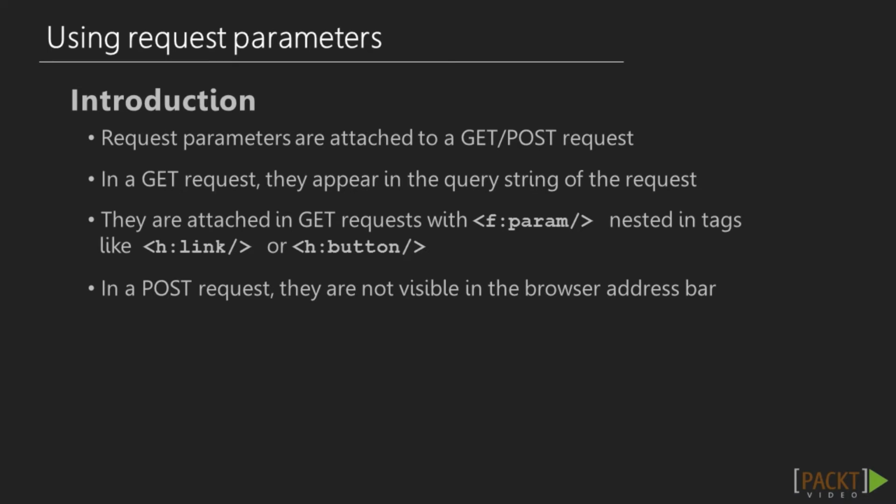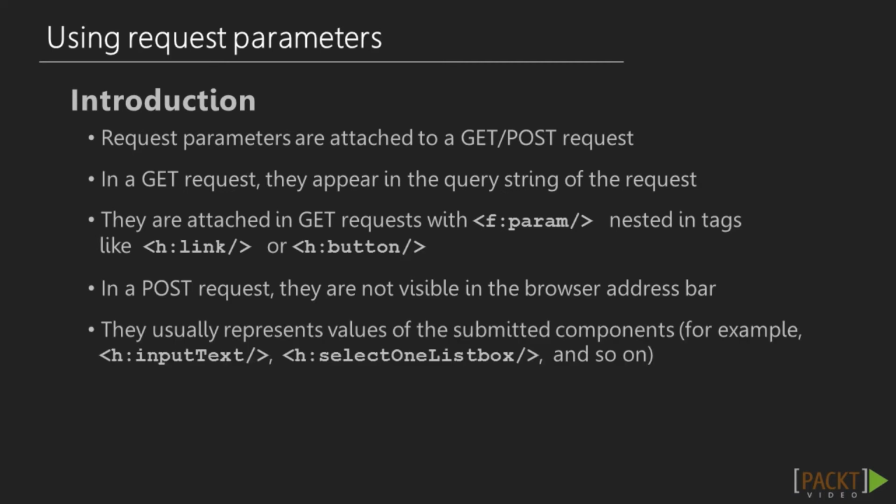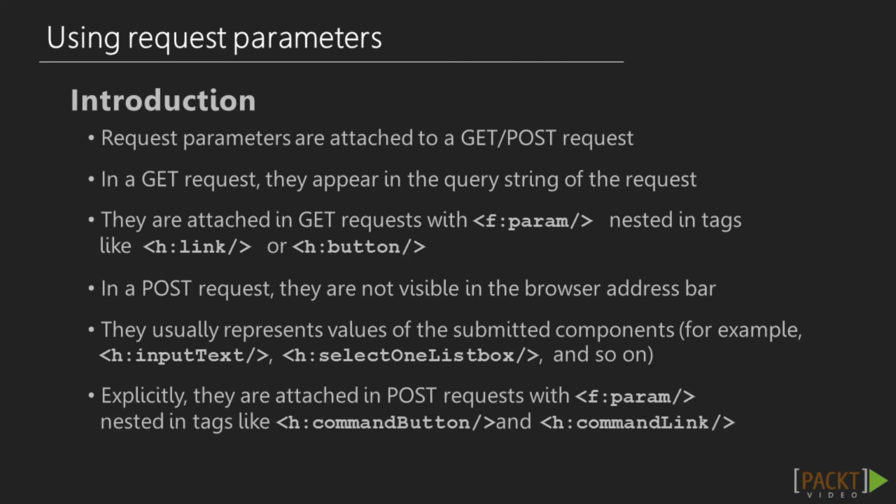The request parameters in POST requests are not visible in the browser address bar, and in JSF they commonly represent values of the submitted components, but they can be explicitly submitted by nesting f:param in tags such as h:commandLink or h:commandButton. Programmatically speaking, the request parameters are available in all JSF phases via the external context methods.